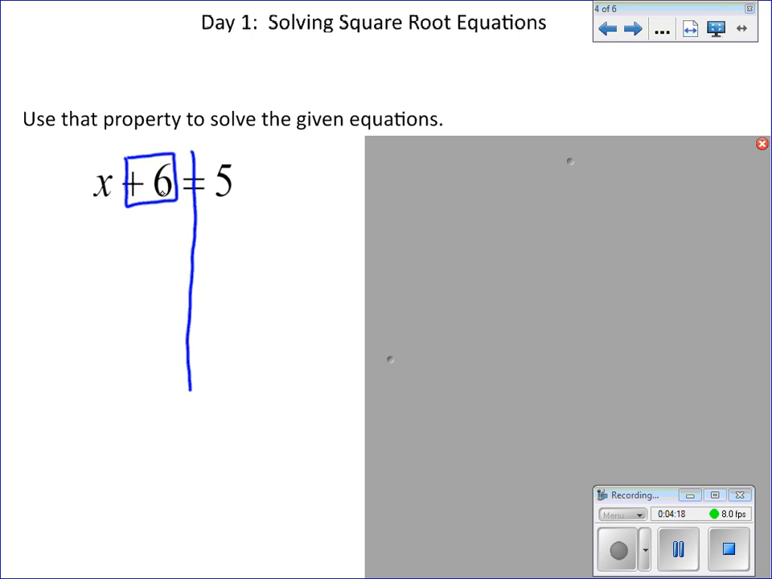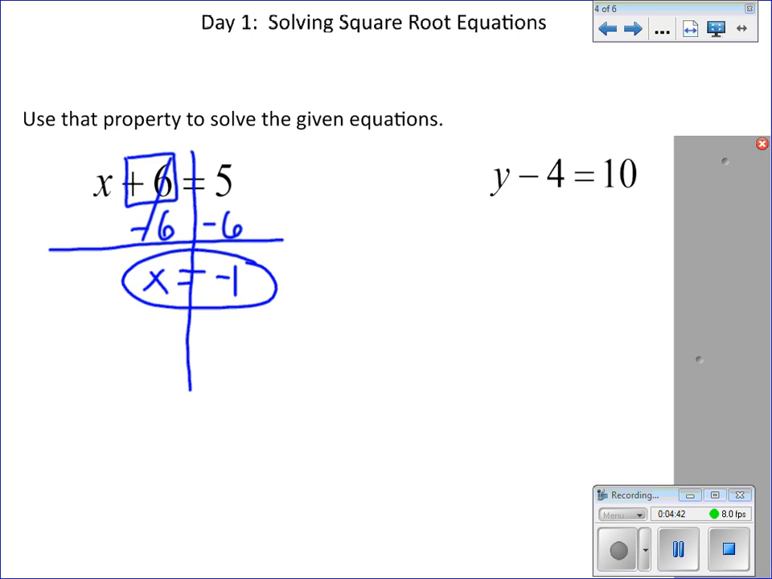The way we get rid of this positive 6 is by subtracting 6 or doing the opposite. The opposite of addition is subtraction. We subtract by 6. They cancel. We're left with x, because 6 minus 6 is 0. That's why they cancel. x is left all by itself. And then 5 minus 6 gives us negative 1. We now solve that equation.